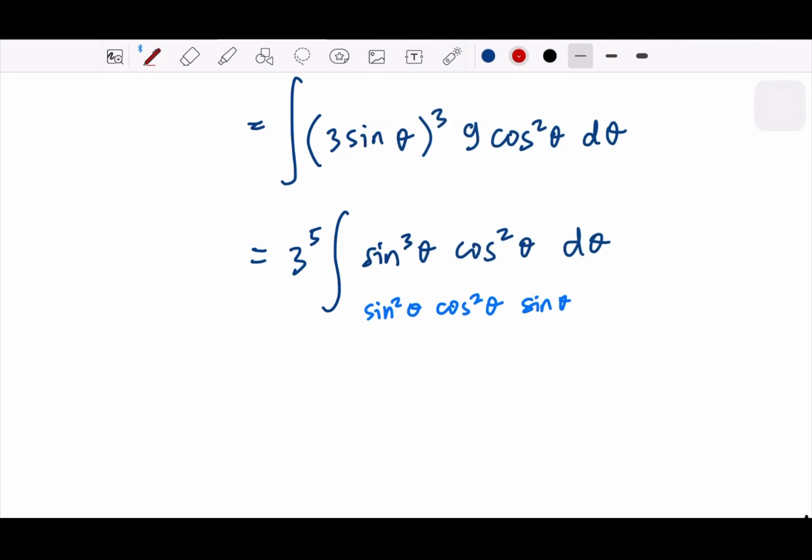And then we can change the sine squared into 1 minus cosine squared. Why do we need to change the sine squared instead of the other one? Because the only one that does not have a power is the sine. So our objective is to cancel this, and how to cancel it is from the cosine. That's why I'm taking it.